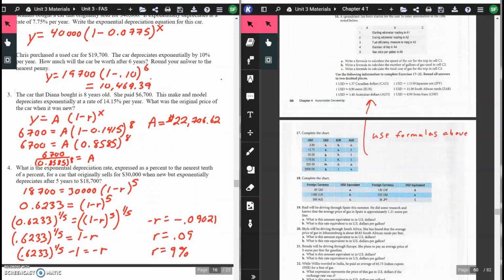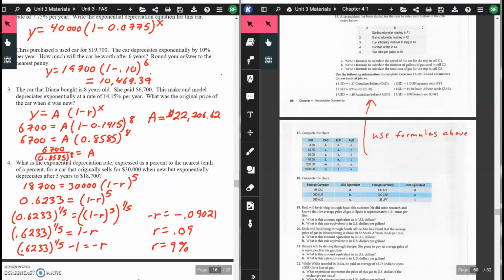Question 3. The car that Deanna bought is 8 years old. She paid $6,700. This make and model depreciates exponentially at a rate of 14.15% per year. What is the original price when the car was new? So here we're working backwards. Our Y value is what she paid for the car, so $6,700. Our A value, that's what we're going to try to find out. 1 minus the percentage, 14.15% as a decimal, is 0.1415, raised to the 8.